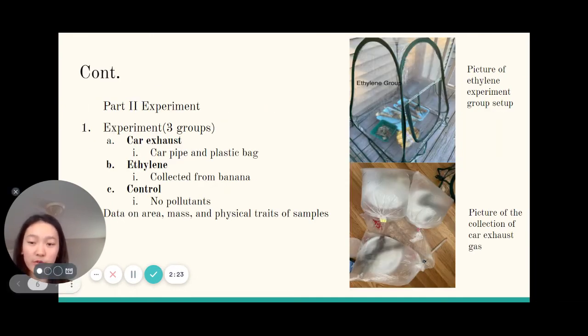So part two was the actual experiment. I took home the samples and I divided them into three groups. Car exhaust, which I collected from the car pipe and used plastic bags to seal the samples in for about 1 hour, and ethylene, which I collected from banana, and a control group. So I took data on the areas, mass, and physical traits of the samples.